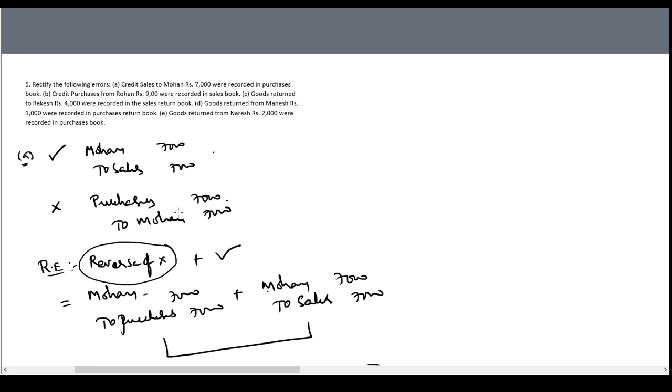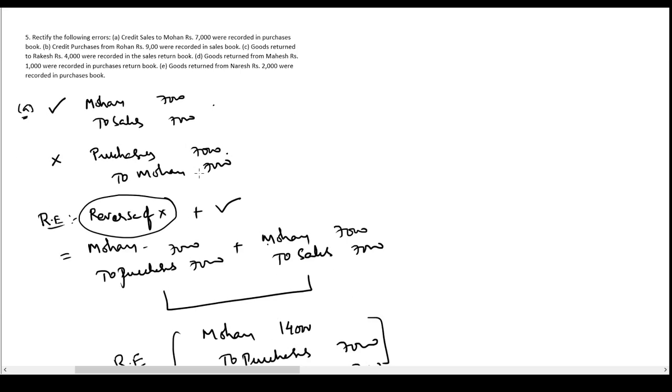B. Credit purchases from Rohan rupees 900 were recorded in the sales book. So when you purchase goods from Rohan, it should have been recorded as purchases to Rohan 900, but it was recorded in the sales book. That means Rohan's name was recorded in the sales book. When you write the name of Rohan in the sales book, it is equal to passing an entry Rohan account to sales.